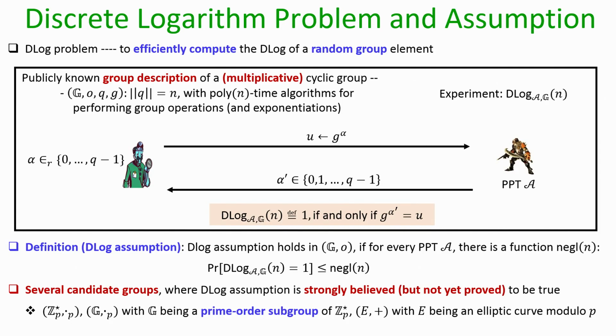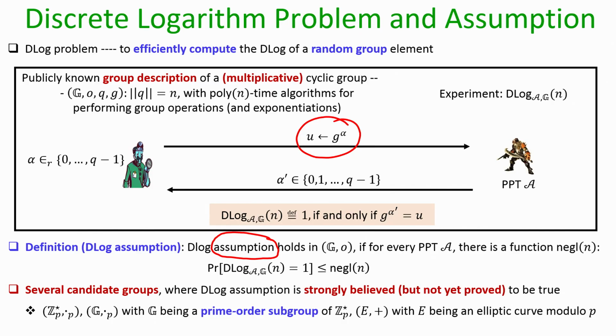So, just to recall the D-log problem and the D-log assumption: the D-log problem is, you are given the description of a cyclic group, the group operation and the generator, and you are given a random element from the group. Your goal is to come up with the discrete log of that random element in polynomial time. The D-log assumption holds in that group if no polytime algorithm can solve the D-log challenge except with negligible probability.